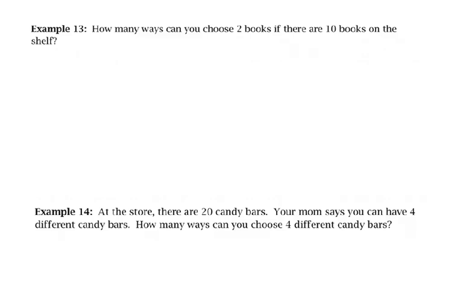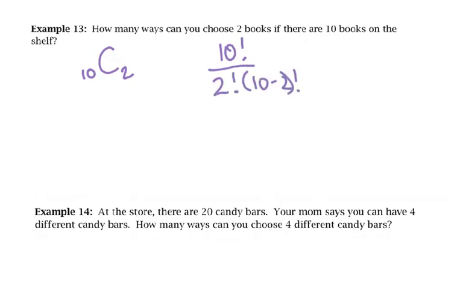So for example, how many ways can you choose 2 books if there are 10 books on the shelf? So if you choose a book first and then you choose it second, it doesn't matter which one you chose first or second. So you're taking 10 objects and you're doing a combination of them, 2 objects at a time. So the way that you do the math on that is you say 10 factorial over 2 factorial and then 10 minus 2 factorial. So that's 10 times 9 times 8 times 7 times 6 times 5 times 4 times 3 times 2 times 1 over the 10 times 2 factorial, that's 8 factorial.